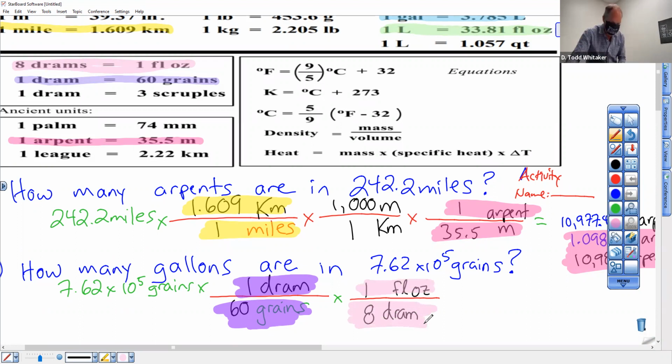Okay, you're at fluid ounces. Now I can go to liters. Top of the screen says I can get liters. There's 1 liter for every 33.81 fluid ounces. That's green.